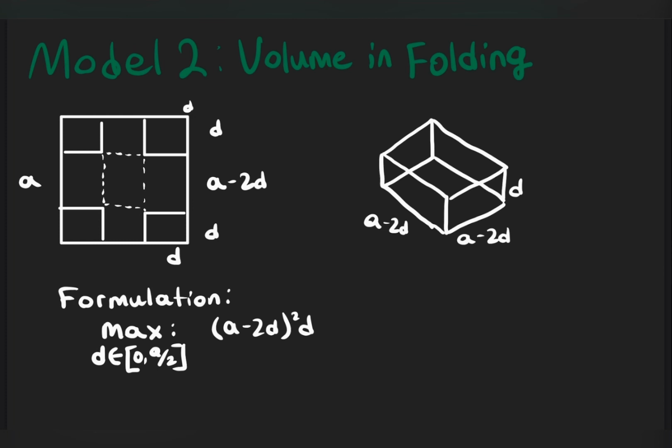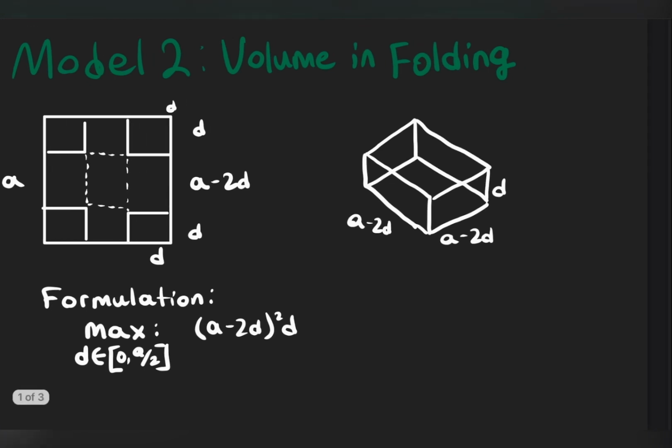And the way we maximize the volume is we find the volume of this box right here, which is length times width times height. The length and the width are a minus 2d, so a minus 2d squared, and the height is d, so a minus 2d squared times d, and we're trying to maximize that. We also have to keep in mind that d is an element of the domain 0 to a over 2. That's shown over here.